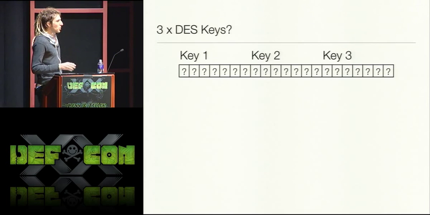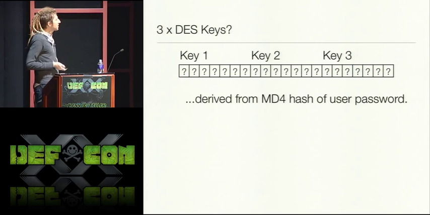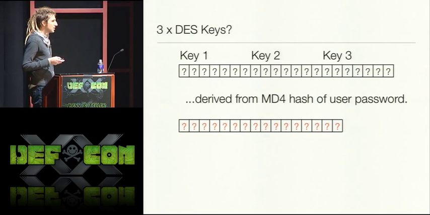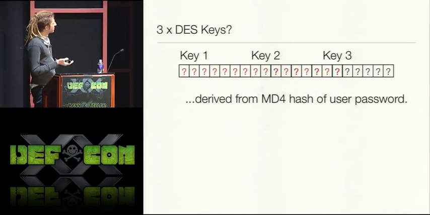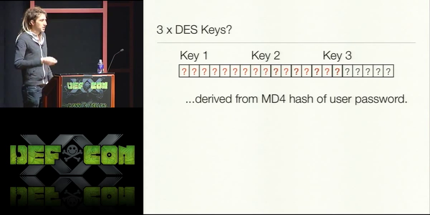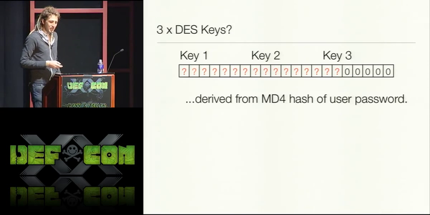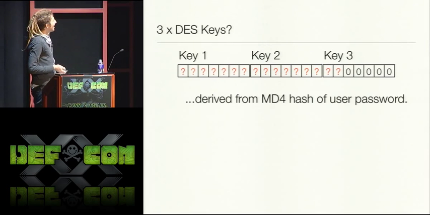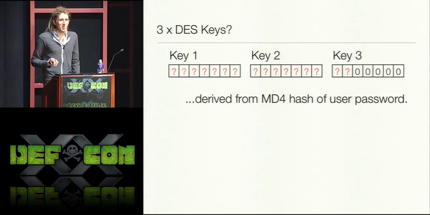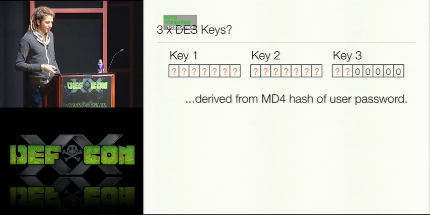But remember, what we're using for the keys is the MD4 hash of the user's password. Now, an MD4 hash is only 16 bytes long, which means that we have 16 bytes of actual material, and we need 21. So what does Microsoft do? They just pad out the last 5 bytes with zeros. Which means that this third key is only 2 bytes long. It's a 16-bit key that you can brute force on your laptop in under 5 seconds.